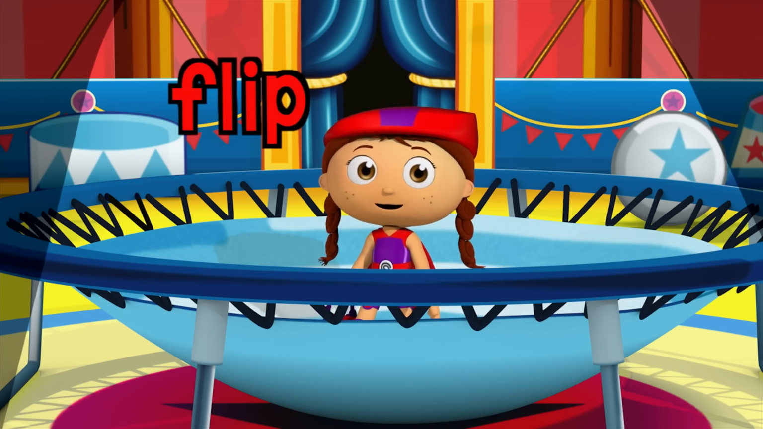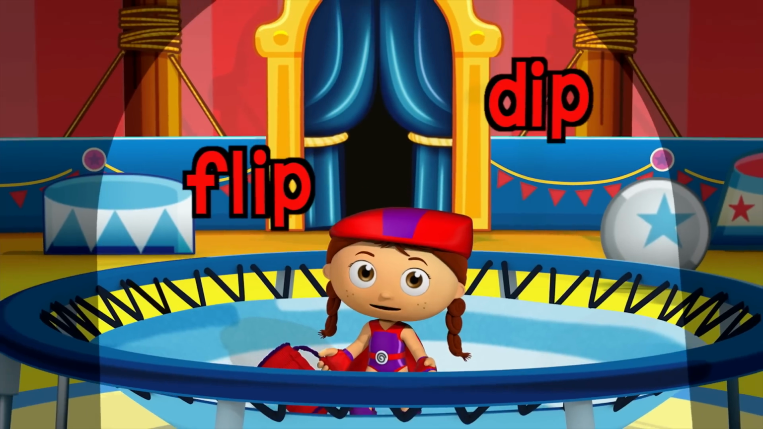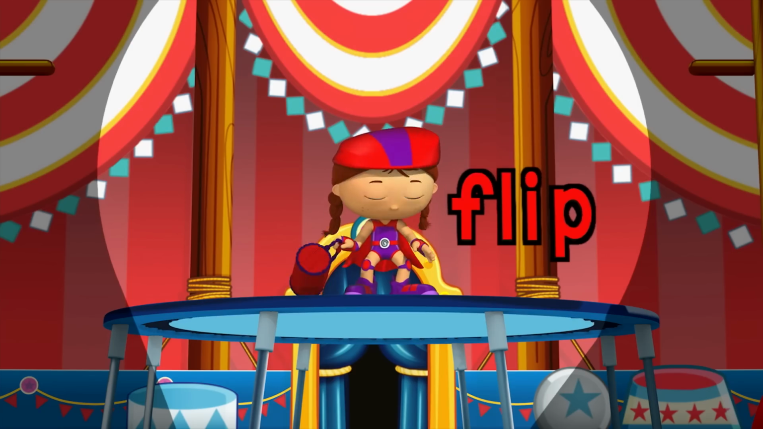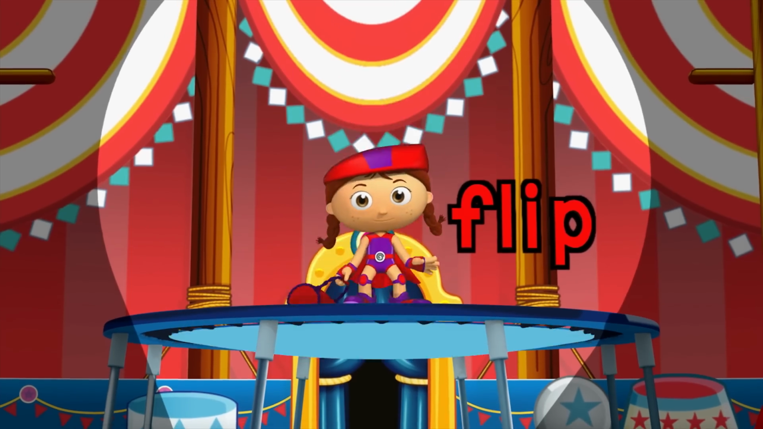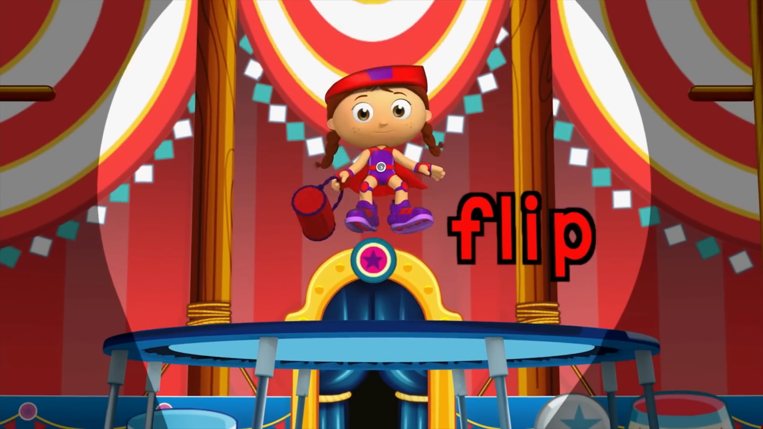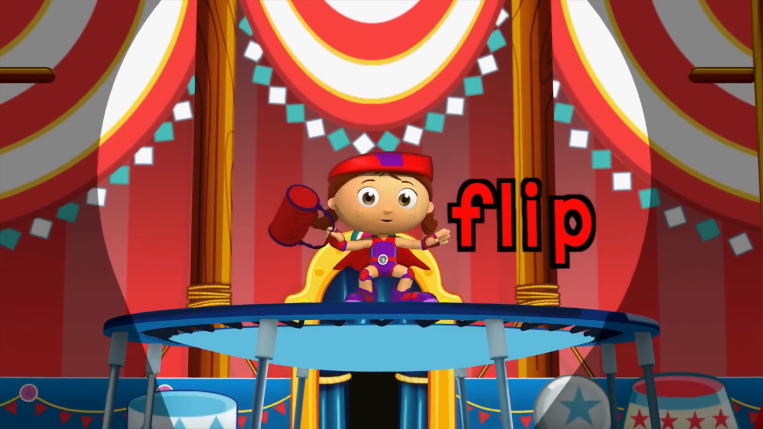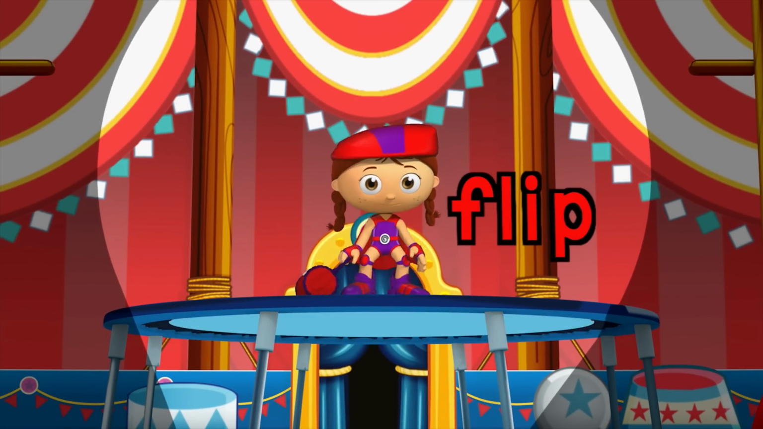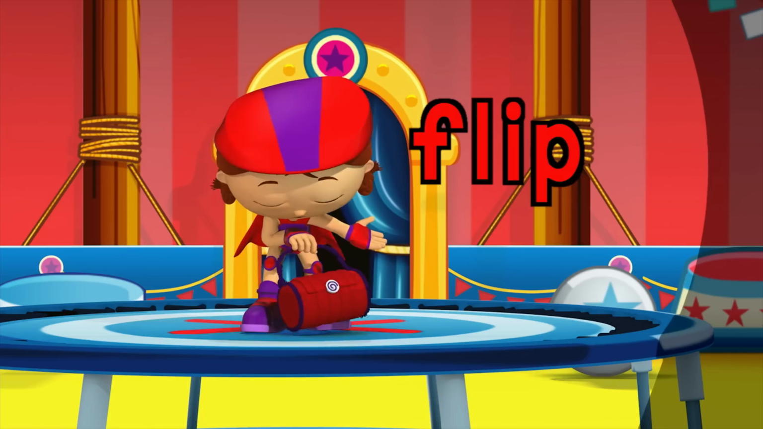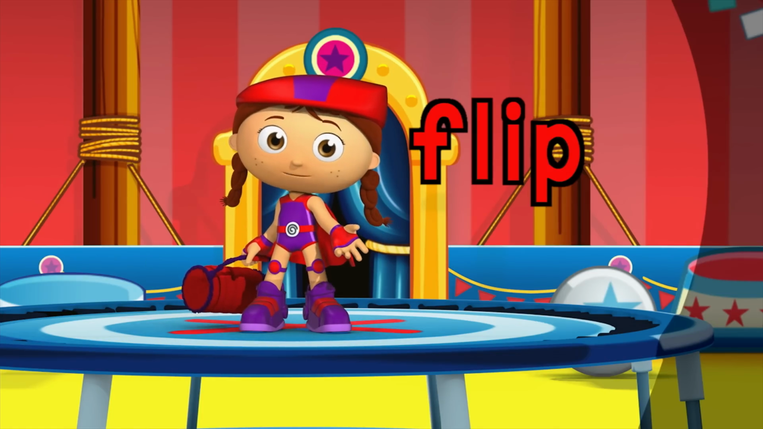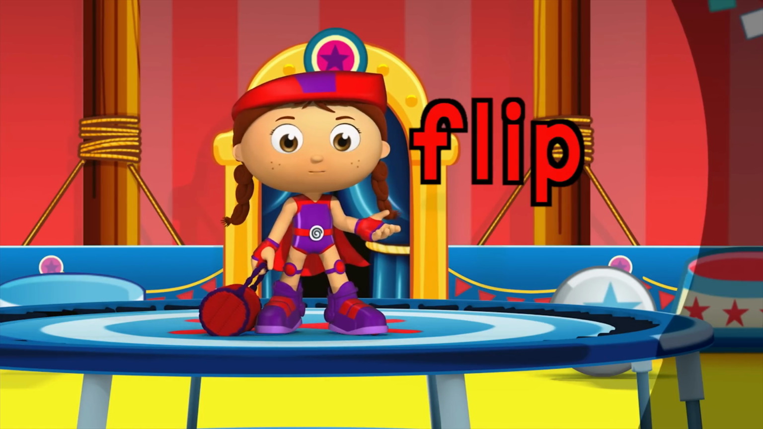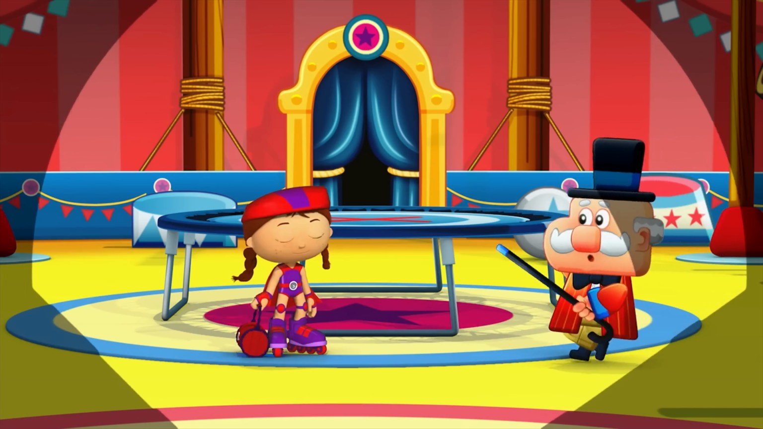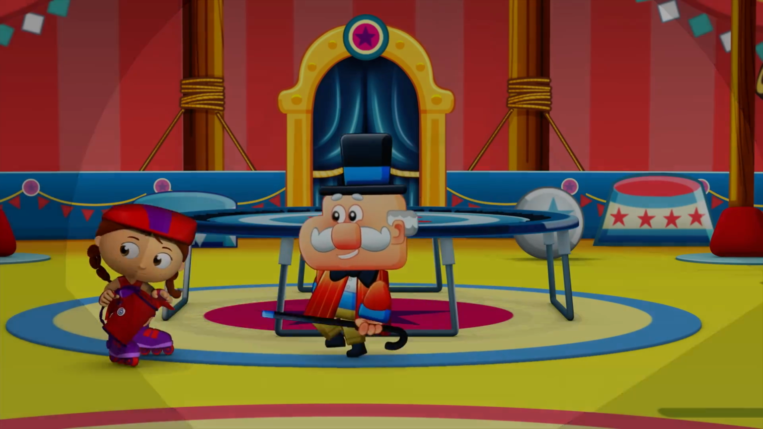Flip. Flip. Let's see what happens when we change dip to flip. Flip, flip, flip. Back flip. Front flip. Triple flip. Wonderific. You are terrific. We changed the word trip into flip. And flip for the trampoline act. And we flip for you, Wonder Red!